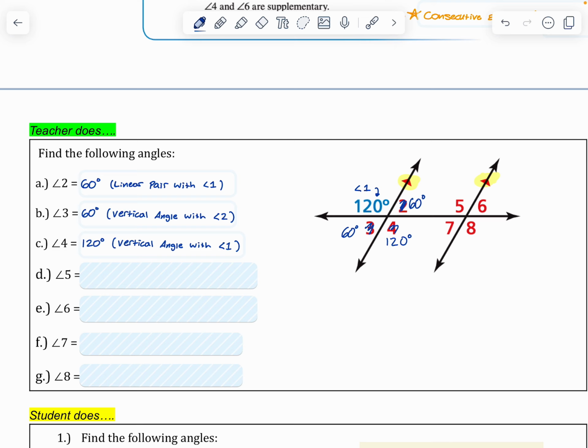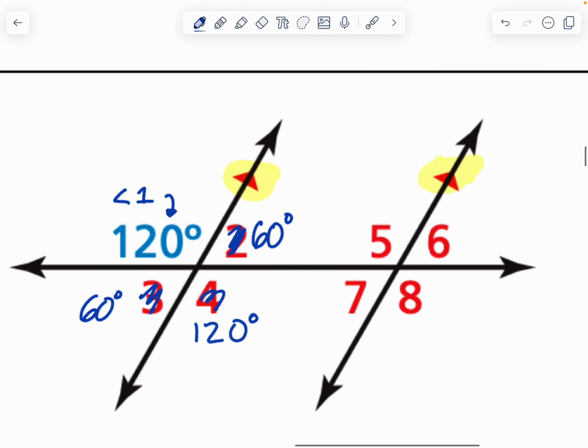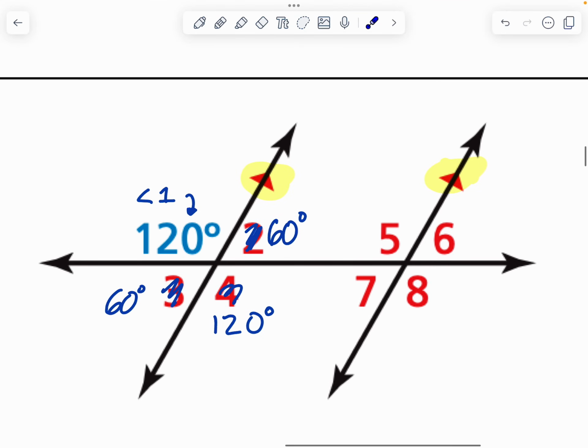Okay, now we're going to jump over to this other side. We don't know any of those angles, so we might not just be able to use linear pairs and vertical angles, which is what we already knew going into this unit. Angle 5. Many different ways that I can go about this. One way would be alternate interior angles, consecutive interior angles. But the way that I want to go is corresponding angles.